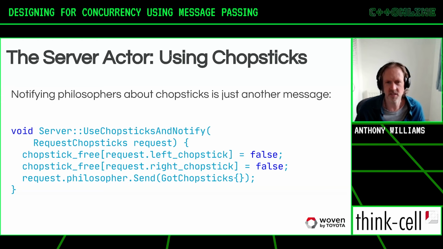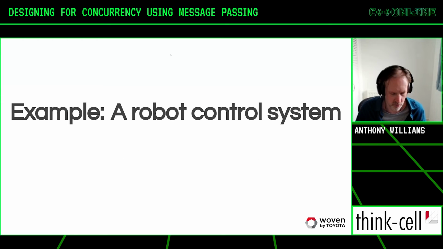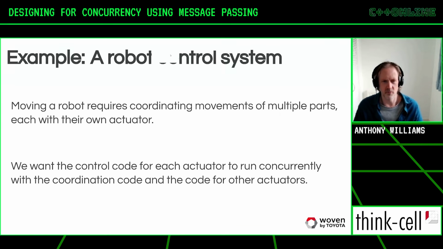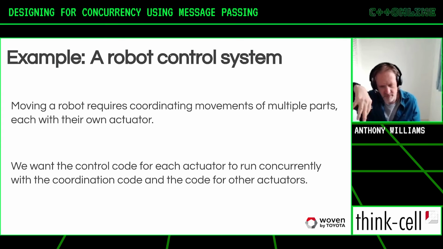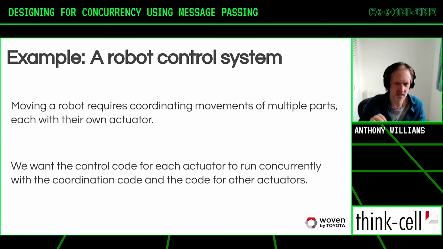Okay, so the second example is a robot control system. We have a robot with many moving parts, robot arms that have to move around. They've got lots of joints and motors that control all the bits. So it might have a grabby hand that opens and closes. It then has various angles that it can move, and the whole arm can swivel and various things like this. So each part has its own actuator.